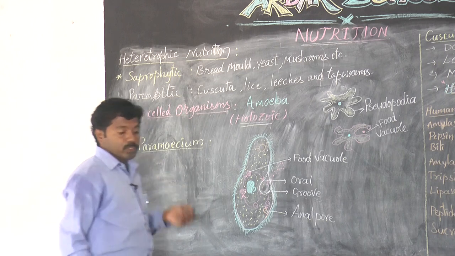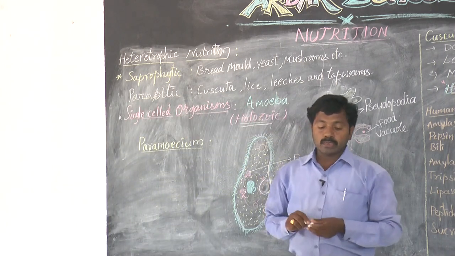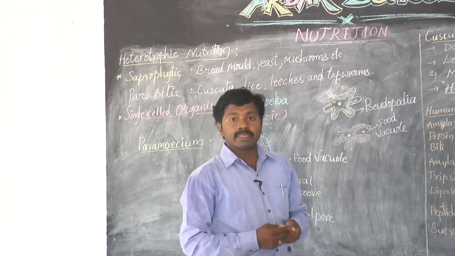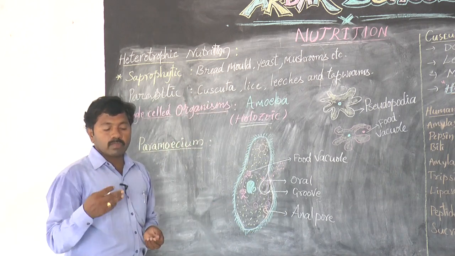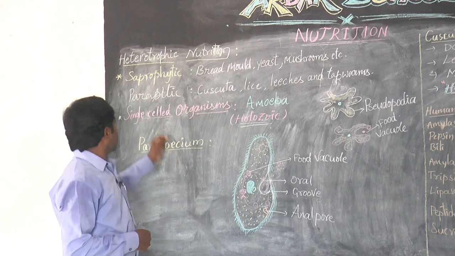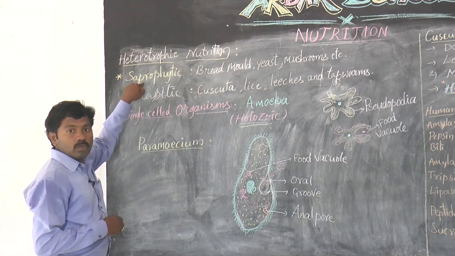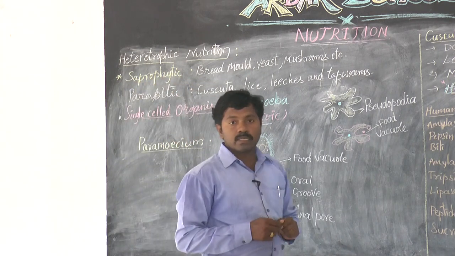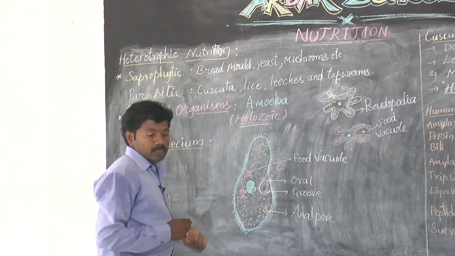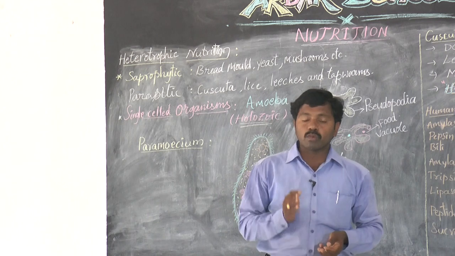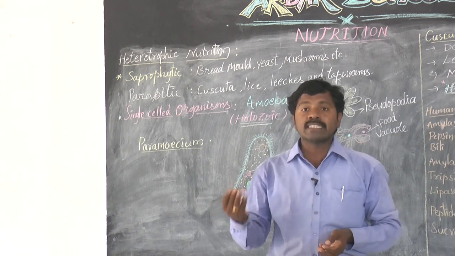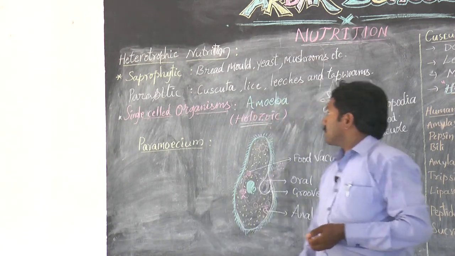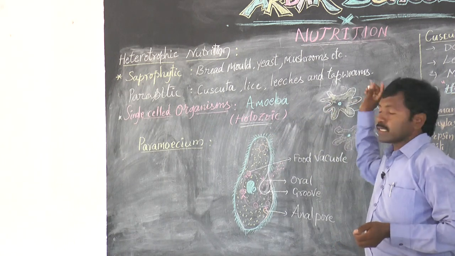So what is saprophytic nutrition? Some organisms break down the food materials outside of the body and then absorb it. That is called saprophytic nutrition. Examples are bread mold, yeast, mushrooms, etc.